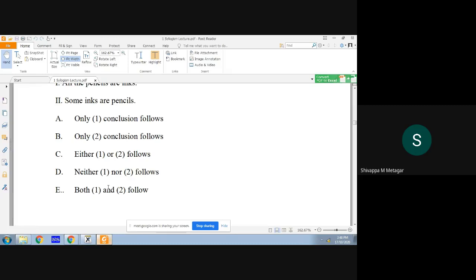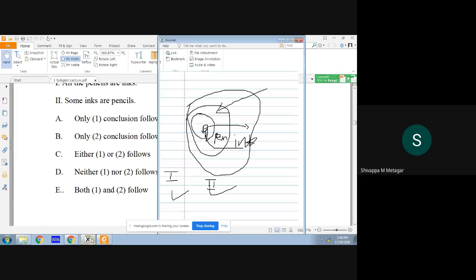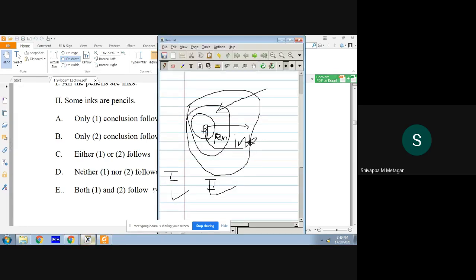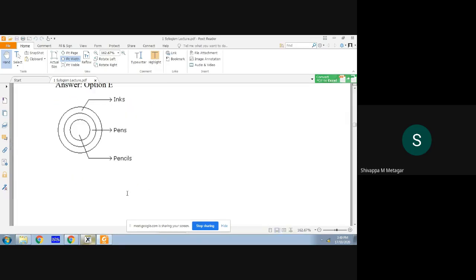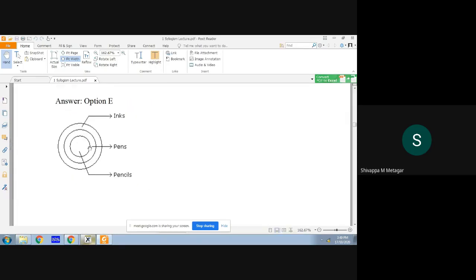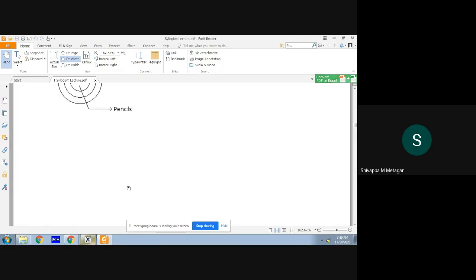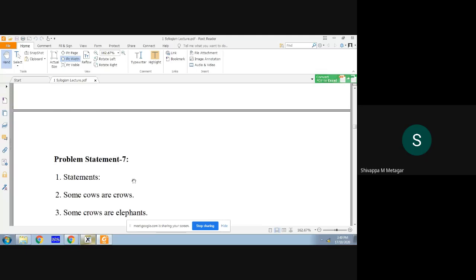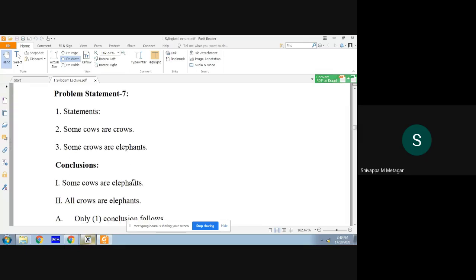Both conclusions 1 and 2 are sufficient to answer the given question. Here both statements are true, so both are sufficient to answer the given question. Now this one is just, you can see, all pencils are pens, all pens are inks. Based on this one, we have to answer the given question. Okay, now we can go to the next problem statement.